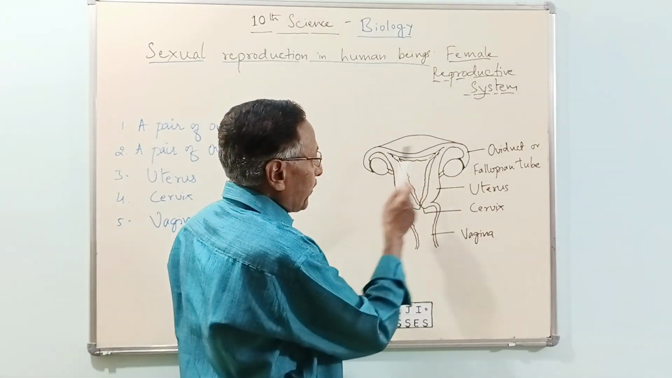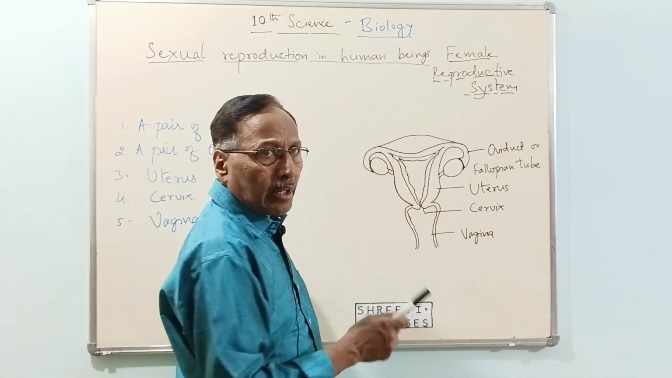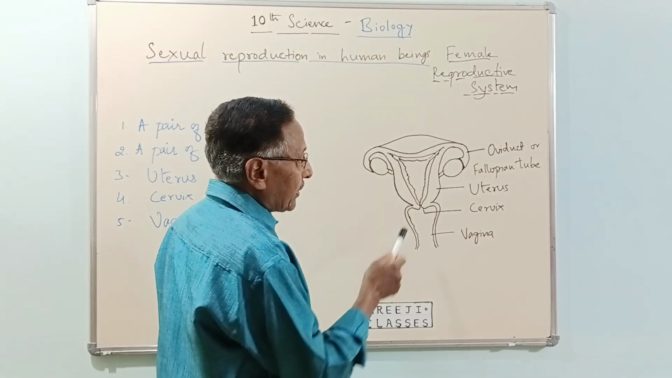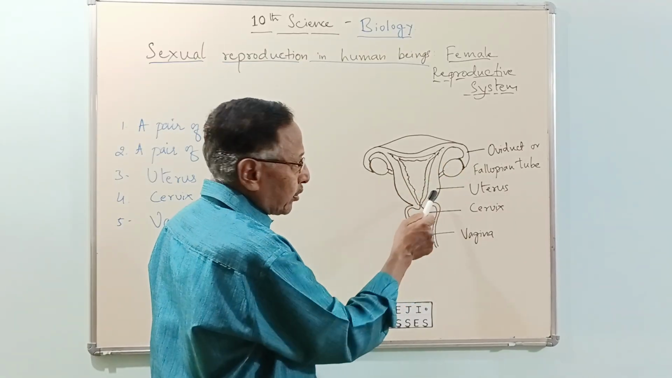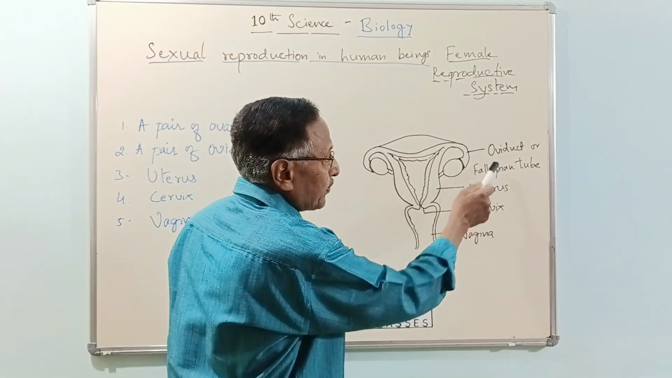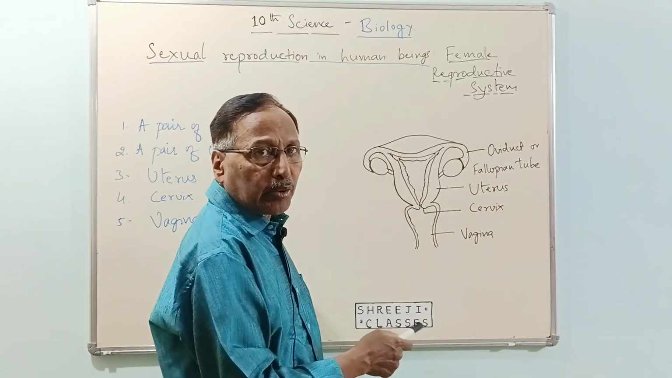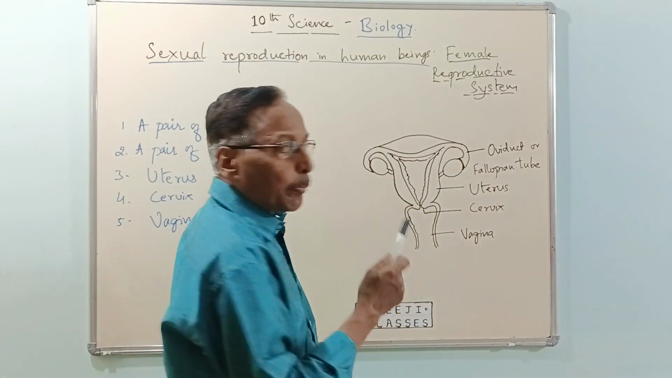These are the oviducts. These are the two ovaries. There are two ovaries on either side, right? They are connected to the uterus by this fallopian tube or oviduct. We call it oviduct or fallopian tube.